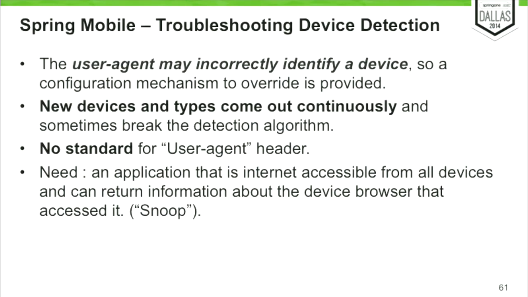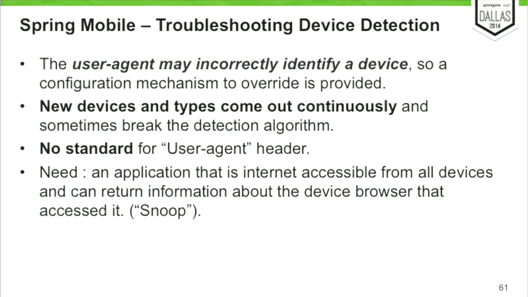So the thing about device detection is that there's no standard user agent. User agent is the request header that you're most likely going to examine to determine if something's mobile or a tablet or a desktop or what have you. And unfortunately, of all the manufacturers, there's no real standard. So the user agent may incorrectly identify a device. New devices are coming out, as you know, continuously. And so knowing what those are and tracking them becomes complicated.